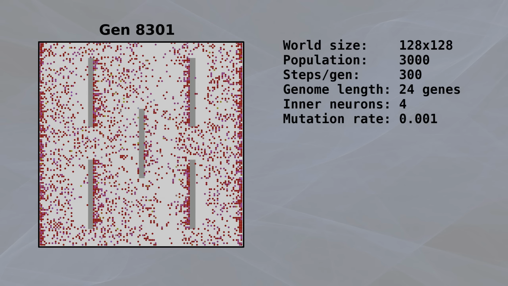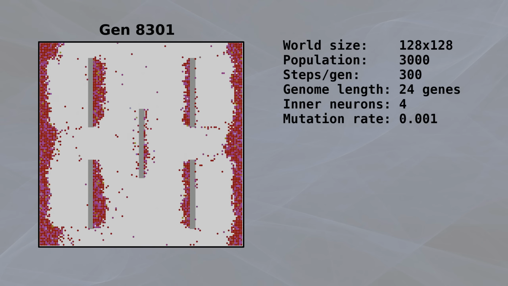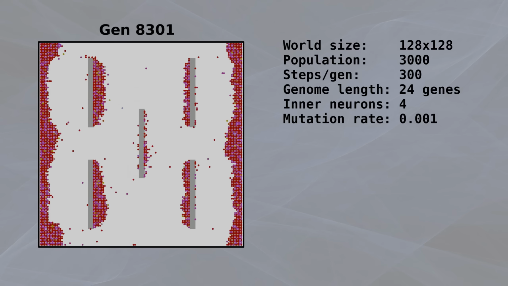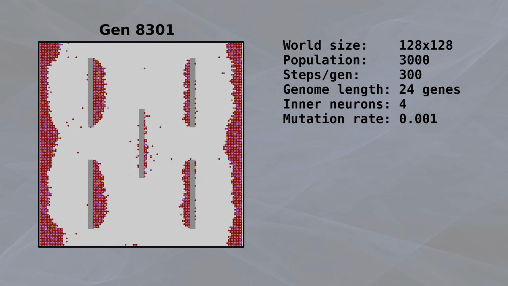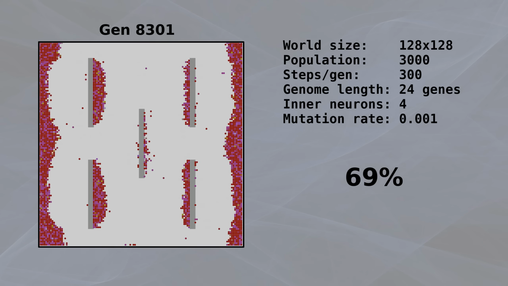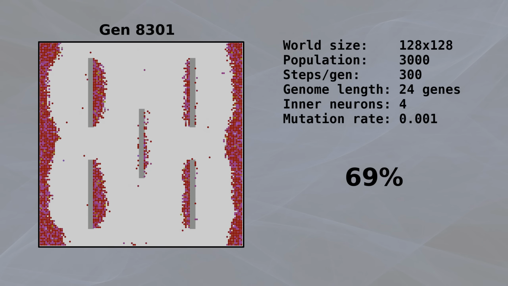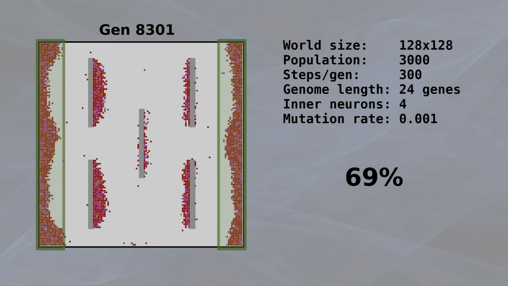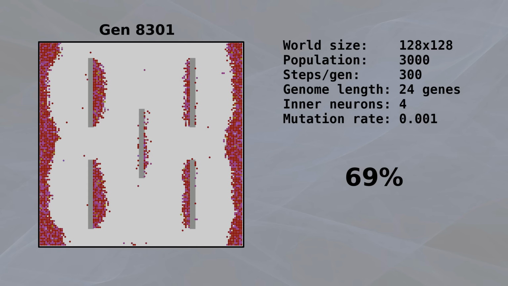The very next generation after putting in these barriers, a lot of them get blocked on the barriers. The survival rate plummets to just 69%. From almost everyone surviving, now almost a third of them are getting hung up on these barriers and not making it to the spawning area. So what's going to happen now? This is the miracle of mutations.